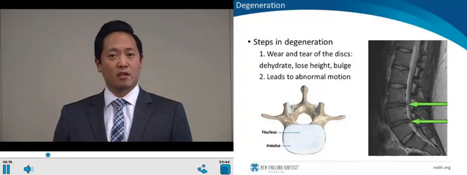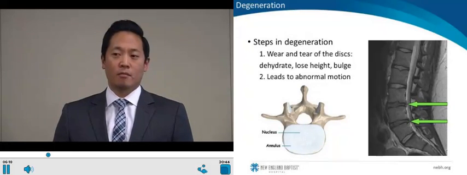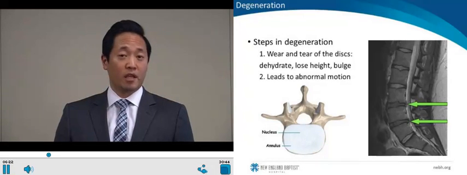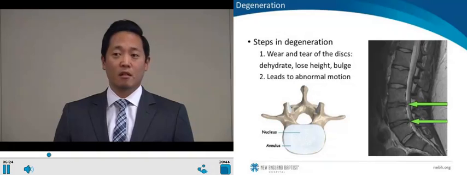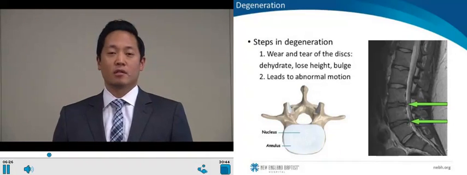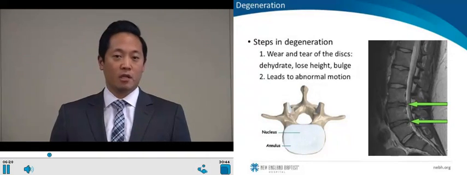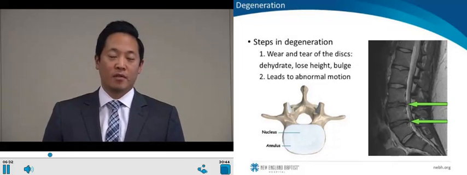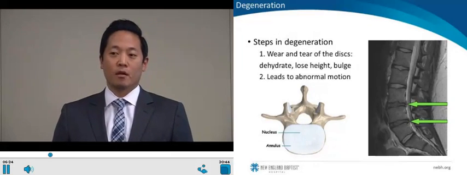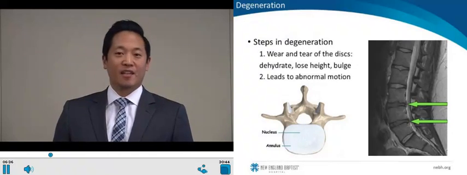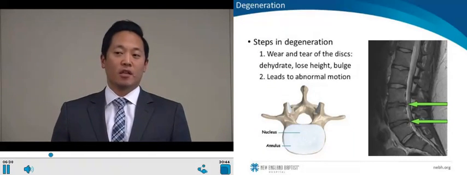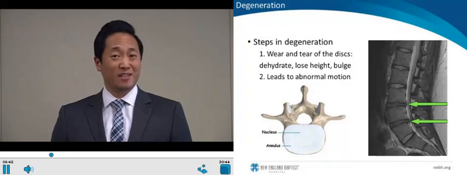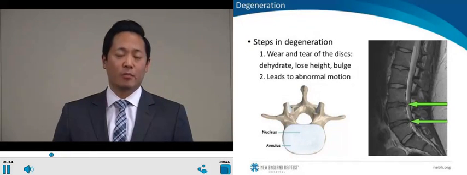As the discs dehydrate, the disc will also lose some of its ability to support the vertical weight that it experiences. This can lead to loss of disc height, as we see in these 2 discs, as well as bulging of the non-water material of the disc. You can see at the L4-5 disc there is some posterior bulging. As this process occurs, patients will often experience abnormal motion within these discs, at least on a microscopic level.